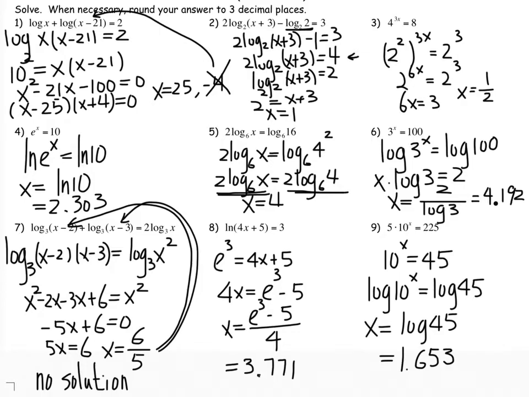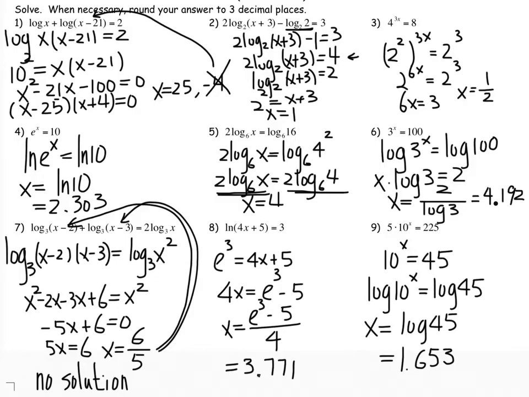Number 6. 3 raised to the x power equals 100. Again, no one will be able to make 100 into base 3, so I'll just have to take the log on both sides. Log base 10 on both sides. Log 100 is going to be 2. Divide both sides by log 3. So my x equals 4.192. Make sure you are able to find this on your calculator. Practice it and ask questions you may have. You have to know how to find these numbers on your calculator.